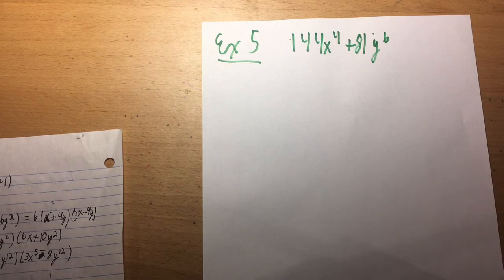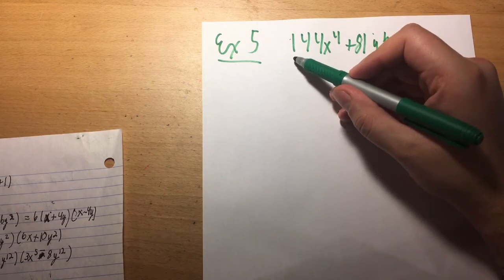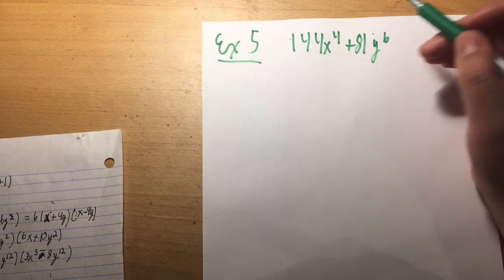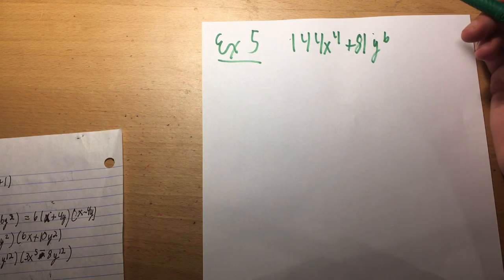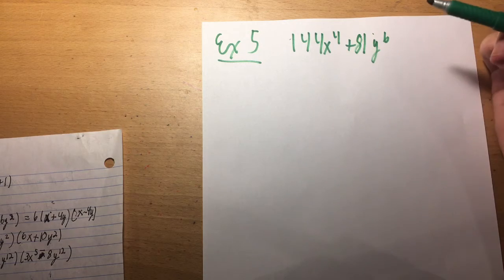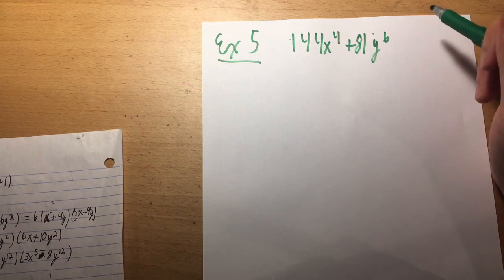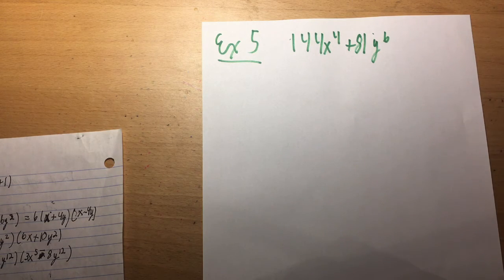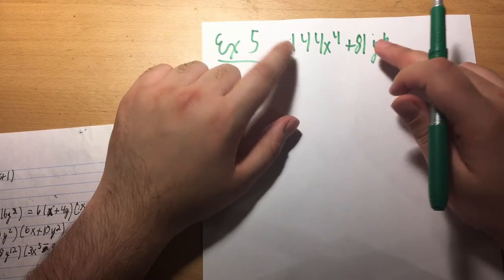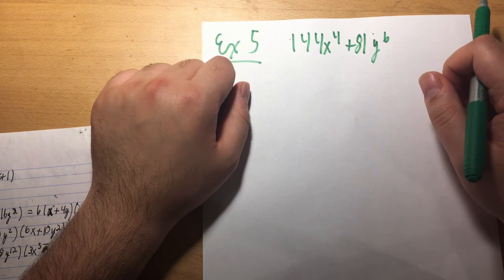There are two numbers. We have a 144, which is a perfect square, x to the fourth, perfect square. So that means 144 x to the fourth is also a perfect square. 81, perfect square, y to the sixth, it's a perfect square. So 81 y to the sixth is a perfect square. So if I have two numbers and both of these are perfect squares, you'd think, okay, I can do difference of two squares.